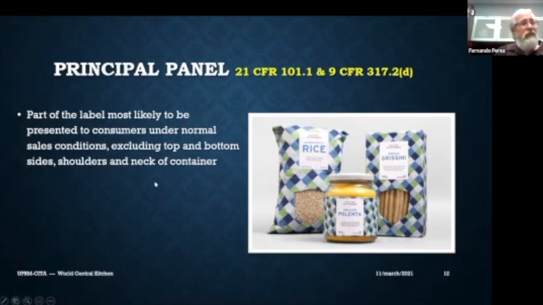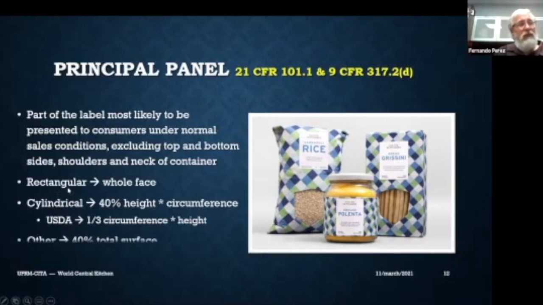It also says that if you have a rectangular container, you should have the whole face as your principal panel. For example, this box here is a rectangular container, so all this face is considered the principal display panel. If you have a cylindrical container, it's 40% of the height times the circumference. So you need to calculate the distance all the way around and multiply that by 0.4 of the total height. What that gives you is the area that the principal panel should have, okay?